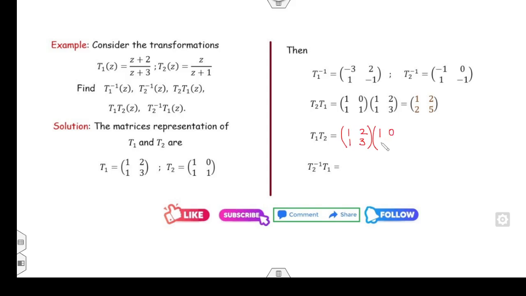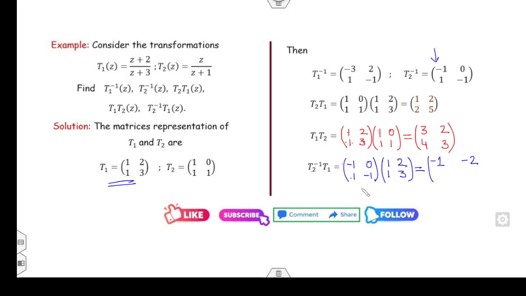T2 will be 1, 0, 1, 1. If you multiply them, 1 plus 2, that's 3; 0 plus 2, 2; 1 plus 3, 4; 0 plus 3, 3. What is the matrix representation of T2 inverse? Minus 1, 0, 1, minus 1. The matrix representation of T1 is 1, 2, 1, 3. So can you multiply them? Minus 1, 0; minus 2, 0; 1 minus 1, 0; 2 minus 3, minus 1.